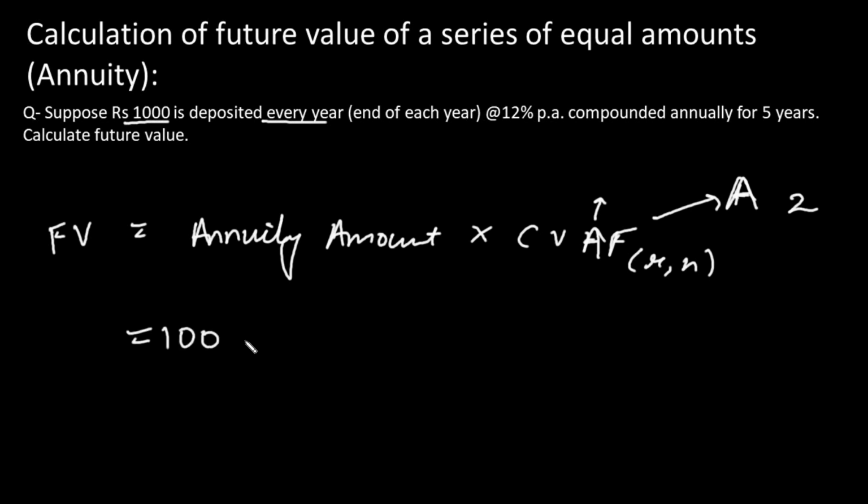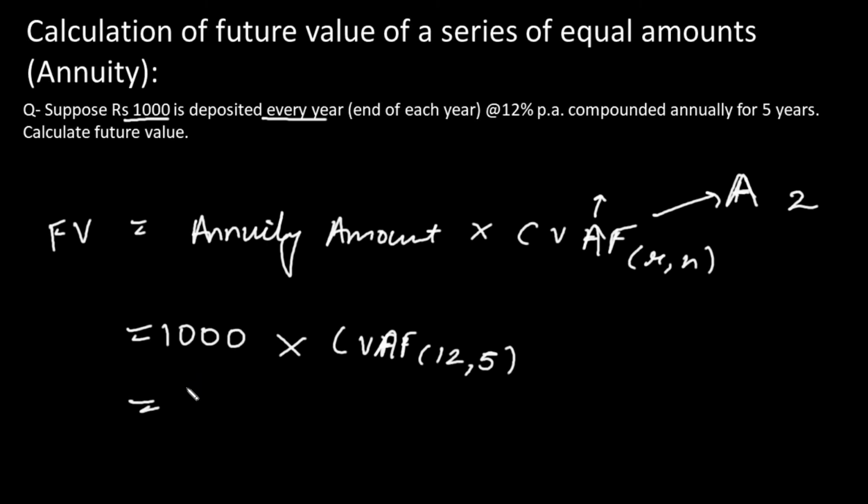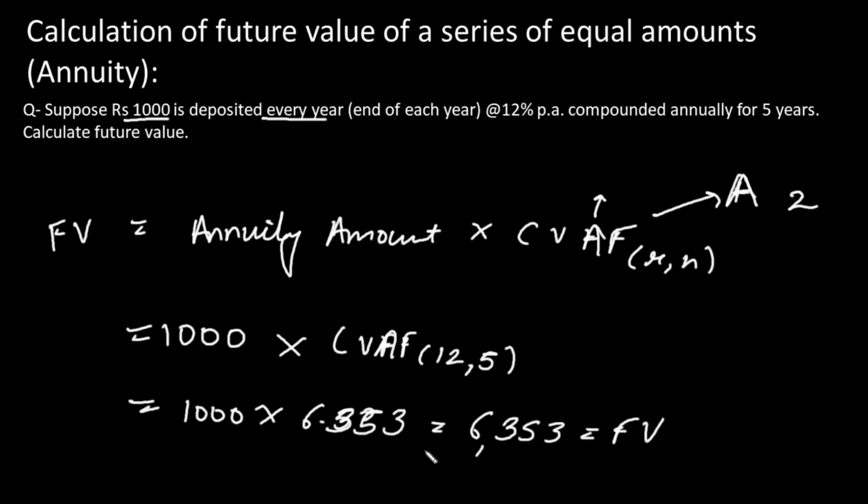So here our annuity amount was 1000 and R was 12 and N was 5. So let's look into the CVAF table. This is the CVAF table, nothing new, same as the CVF table. So 12% pay, 5 years pay, the amount would be 6.353. So I should write it down here. 1000 into 6.353, which comes out to be 6353, which is our future value.